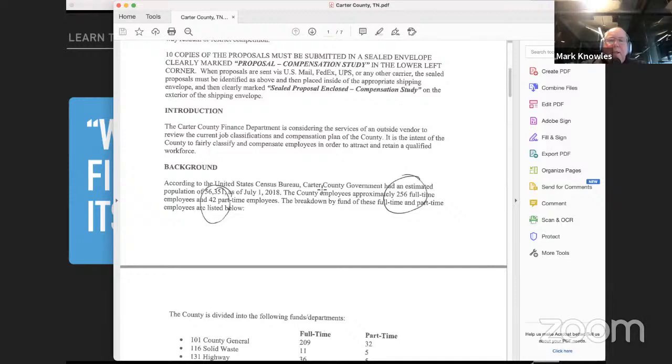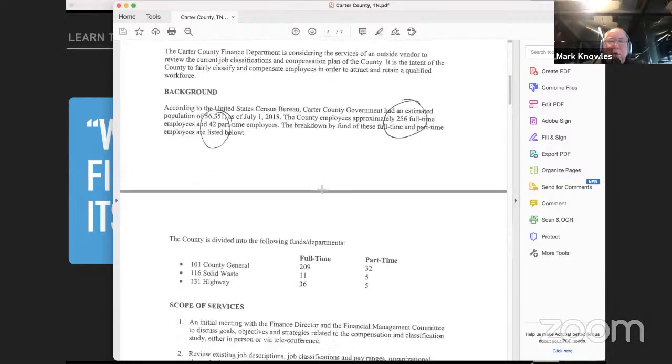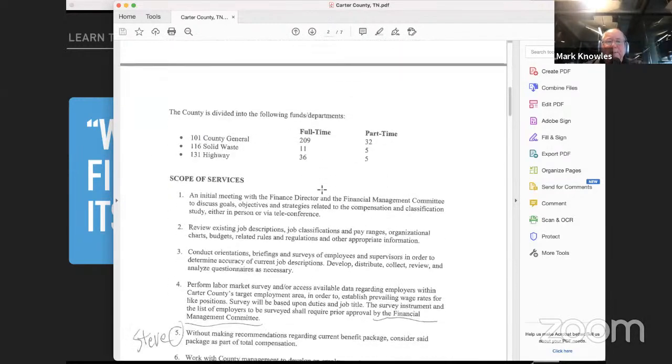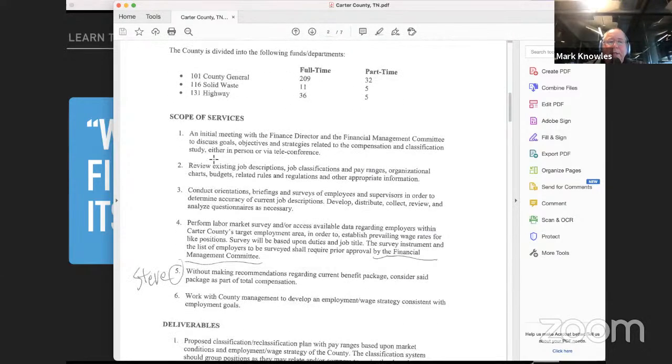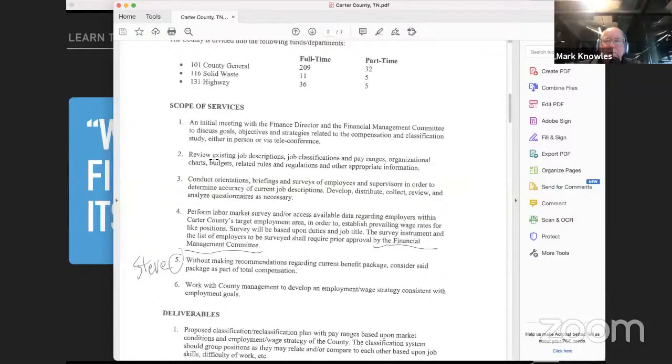Here we go. And so I'm stepping through here. They want to give me some specifics, and I'm going to start learning about that. But then they step into the scope of services. Here is the most important part of an RFP. Here's where they tell you what they expect you to accomplish.